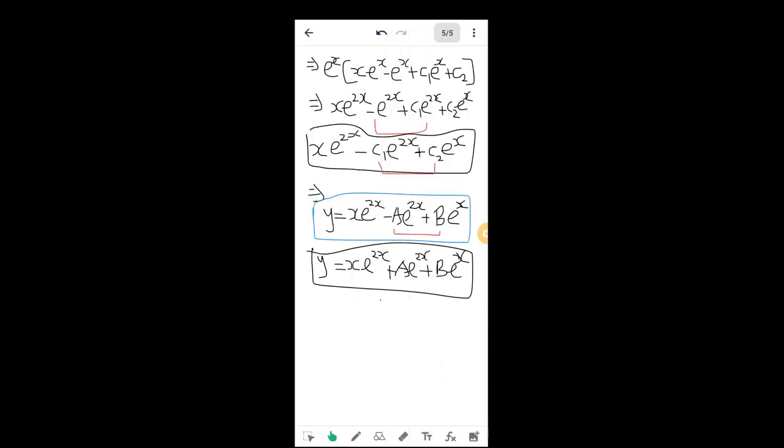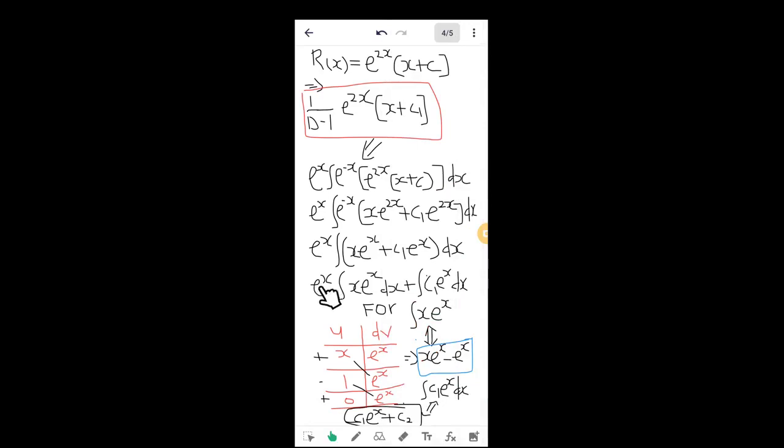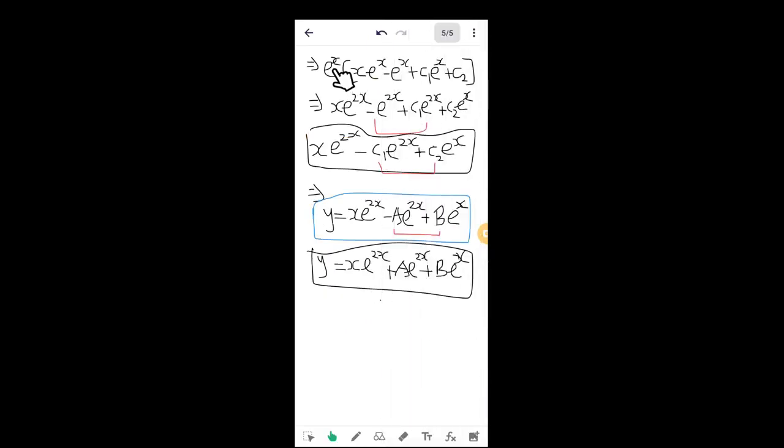So the e^x that was outside will come. Now the integral of this, I had this. So the e^x will multiply the whole of this. When e^x multiplies x e^x, the x is maintained. e^x times e^x, you get e^(2x). Minus e^x times e^x, you get e^(2x). Plus e^x times c1 e^x, c1 will maintain, and e^x times e^x gives e^(2x). Plus the c2 will come. Then e^x multiplying c2, you get c2 e^x.